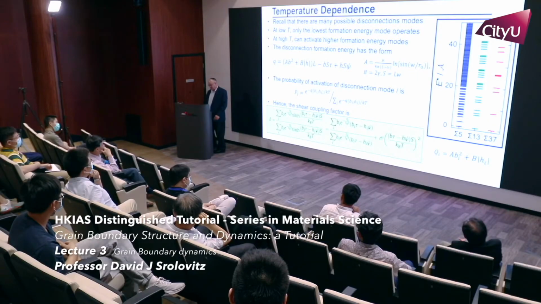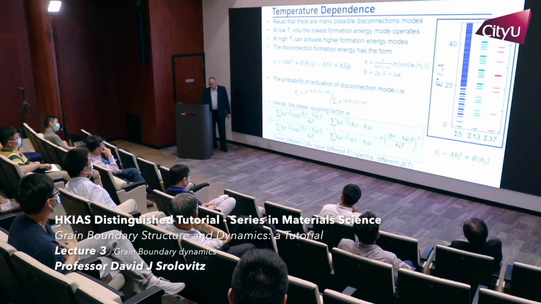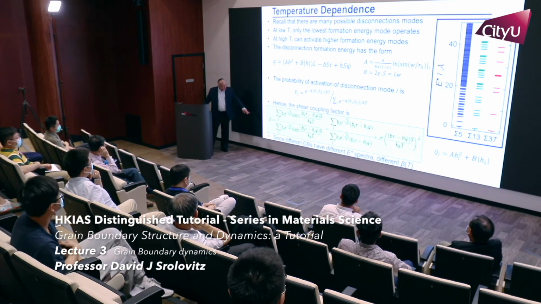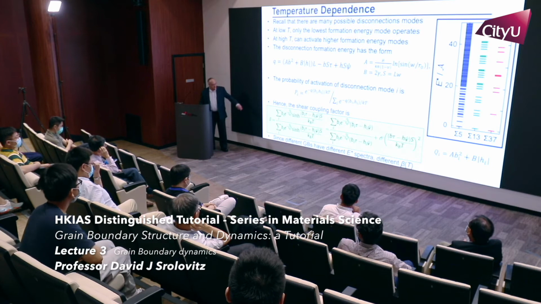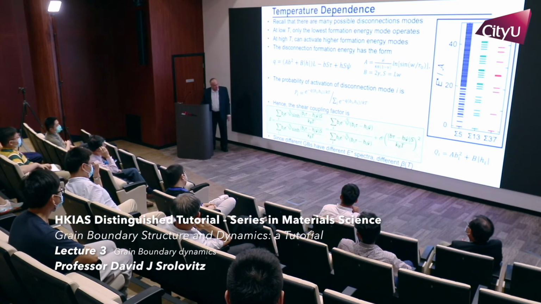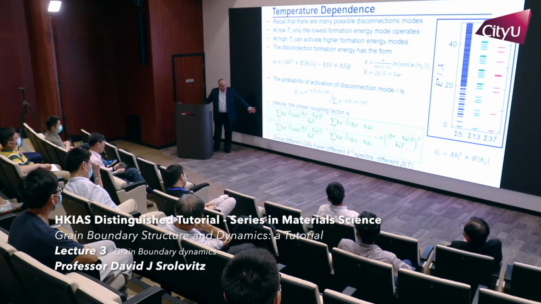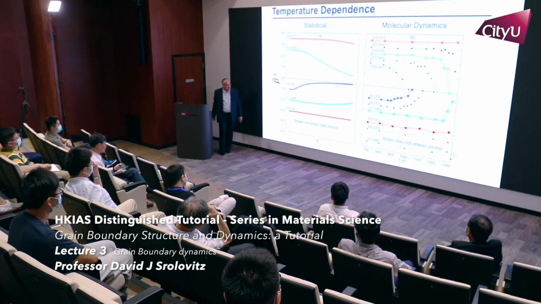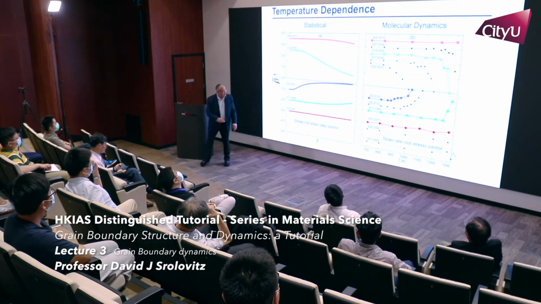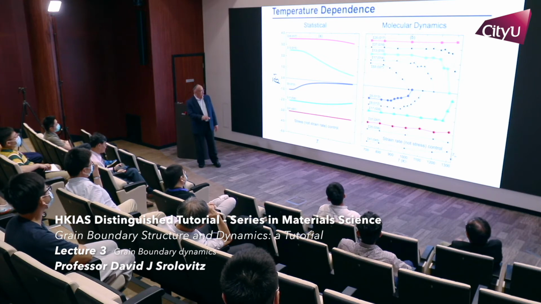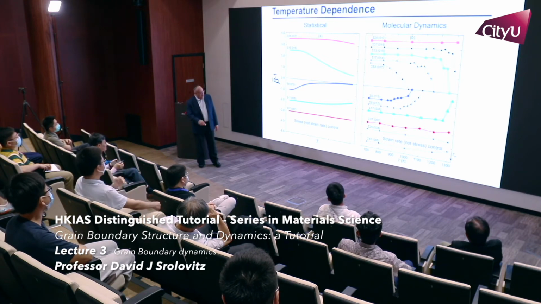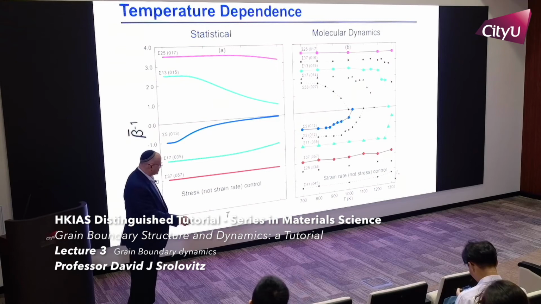What's the temperature dependence? Since different grain boundaries have different energy, formation energy spectra, they have different beta as a function of temperature. So now I go back to the cases where they did all those molecular dynamics simulations. I repeat it. These are for five of the same boundaries. They're not exactly the same calculation.